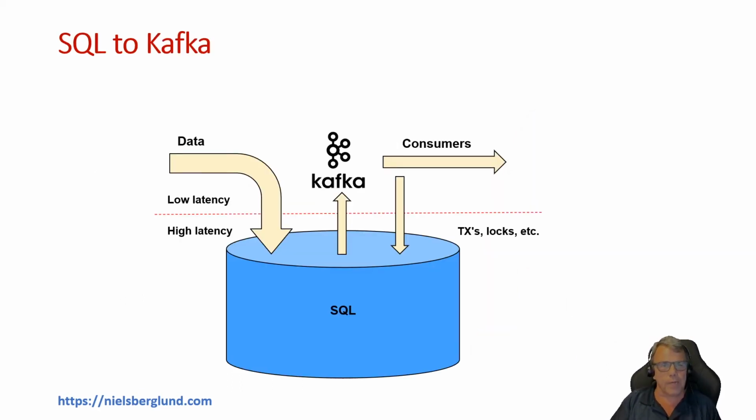So let's come back to here. SQL to Kafka. Now we know that we really want to send data from SQL into Kafka. So the data comes in here and then we want to go up like that, right? So what options do we have then?